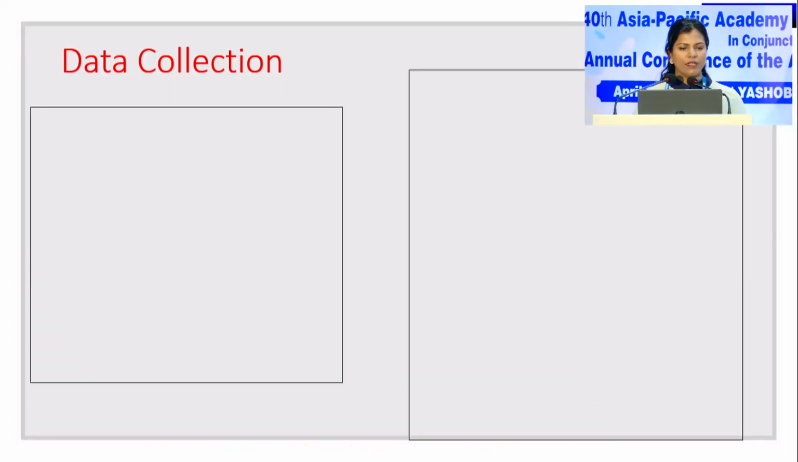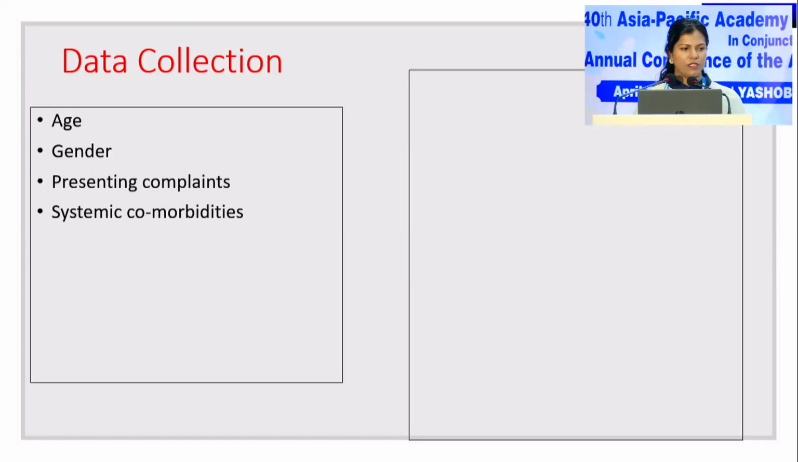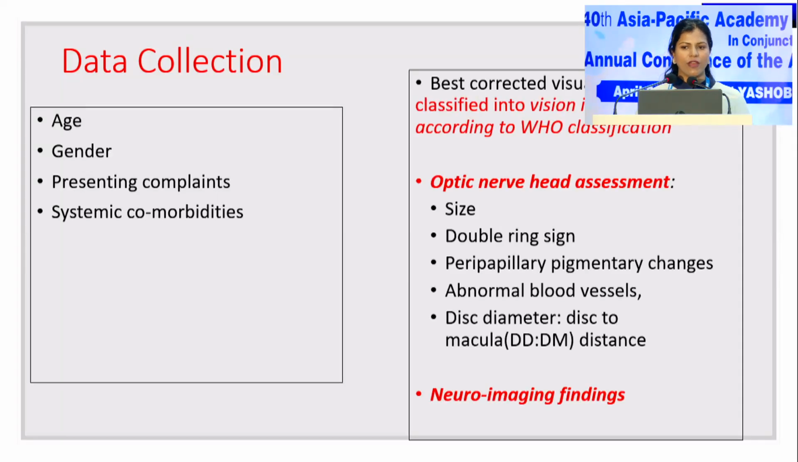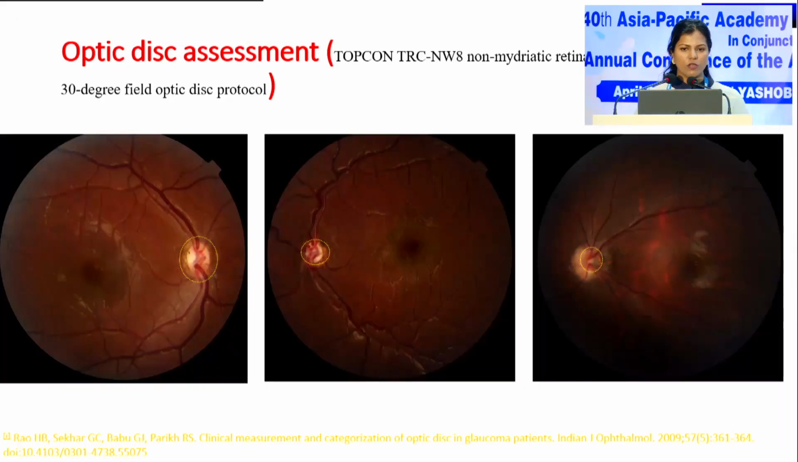The data was collected on demographics like age, gender, presenting complaints and systemic comorbidities, while for the correlative analysis, we took into account logMAR visual impairment, optic nerve head assessment with photographs in terms of size, double ring sign, peripapillary changes, abnormal blood vessels, and disc diameter to disc to macular distance, as well as neuroimaging findings in all patients who were included.